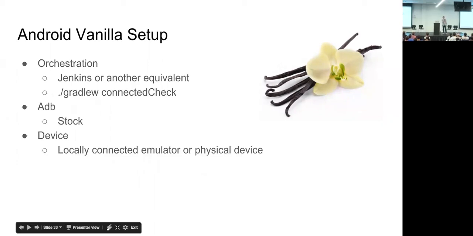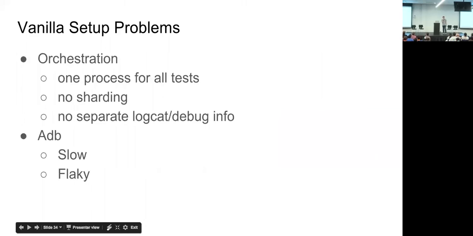Then you'll be running on either a locally connected physical device or an emulator. So what are the problems with the vanilla setup? If you look at orchestration, as I mentioned, it's very important that we run tests in separate instrumentation calls. But gradlew connectedCheck runs all of it in one sweeping process. If you've ever had one of your tests fail and the subsequent tests not run, it really sucks. There's also no sharding. You can't shard your tests out across multiple devices with gradlew. And the debug info is quite limited. You get one big logcat, but if you have 1,000 tests, logcat is a circular buffer, so you may not even have all the debug information.